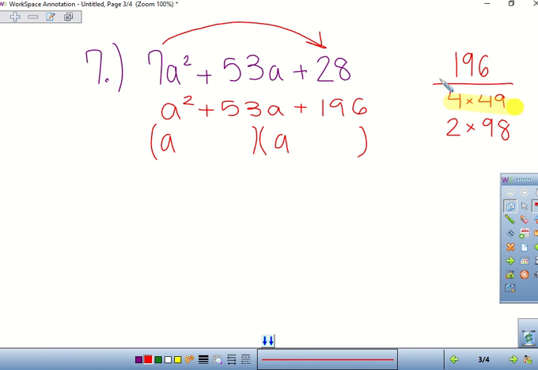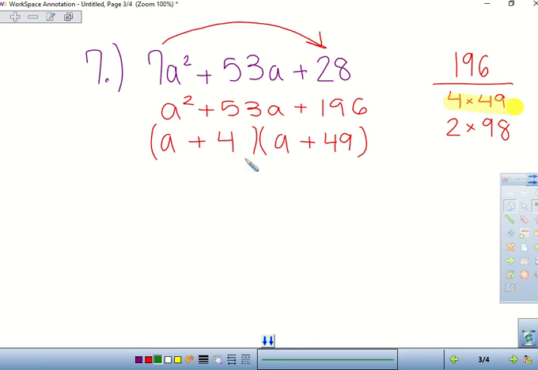You have to come up with two numbers that, are you guys paying attention to why it's addition this time? You have to find two numbers that multiply to give you 196 that add up to 53. Okay, that's what you need. So that's why we're looking if they multiply to that. So it's going to be 4 and 49.